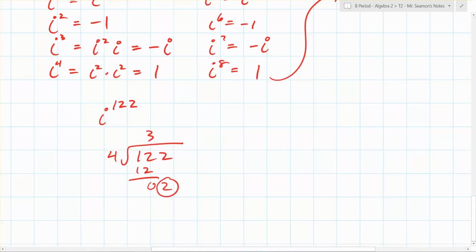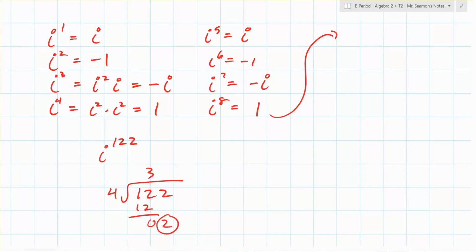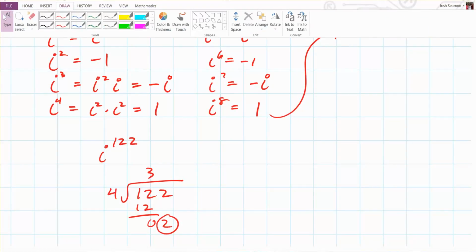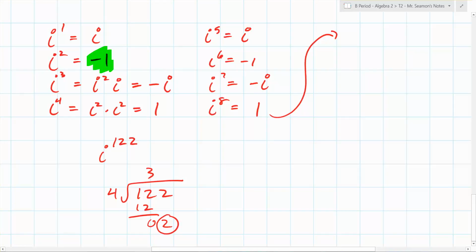The remainder is 2. So which is it going to be? There's only 4 possible answers. Which one is it going to be? Negative 1. Right there. Exactly. This would be remainder 1, this would be remainder 2, remainder 3, and remainder 4, which is remainder 0 if you're dividing by 4.